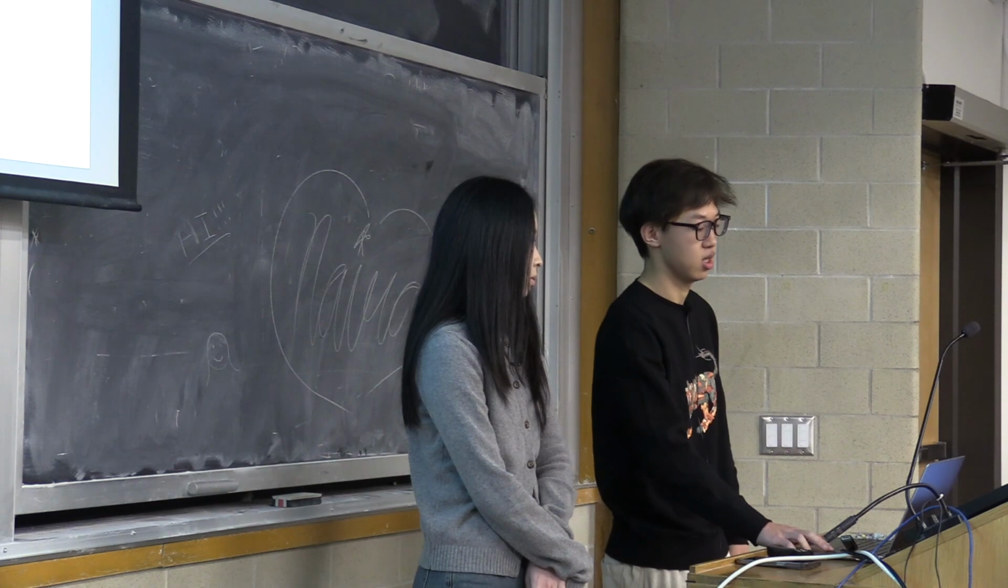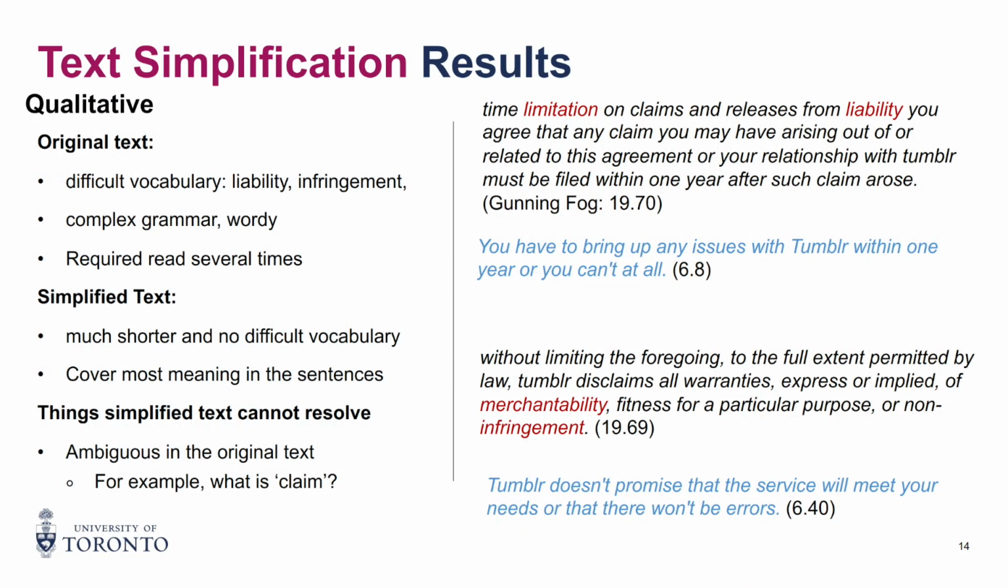The original text, shown in black, has difficult vocabulary, complex grammar, and requires reading several times to understand. In contrast, the simplified text, shown in blue, is much shorter with no difficult vocabulary. One thing is that some definitions, such as what the issues are in the first example, are not defined by the simplified examples.